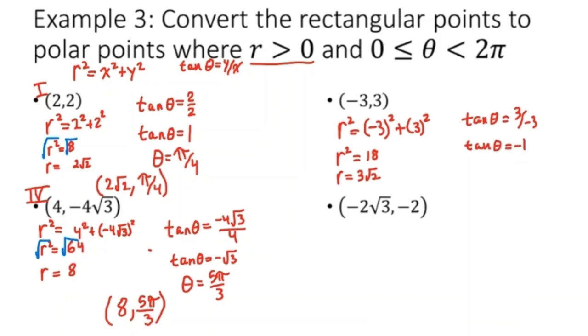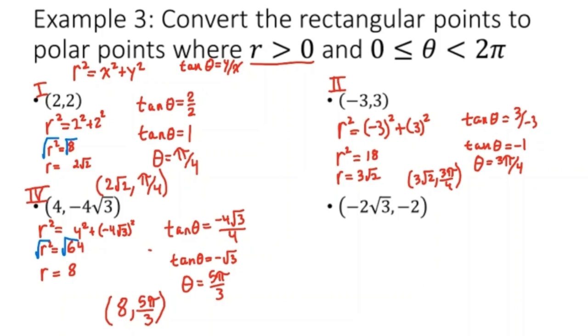Now from there, we need to think about what quadrant our point is located. Our point (negative 3, 3) would be located in quadrant 2. So we're looking for an angle in quadrant 2 such that tangent of theta equals negative 1. Looking through our unit circle, we can see that theta is 3 pi over 4. So the point (negative 3, 3) in rectangular coordinates is the point (3 root 2, 3 pi over 4) in polar coordinates.